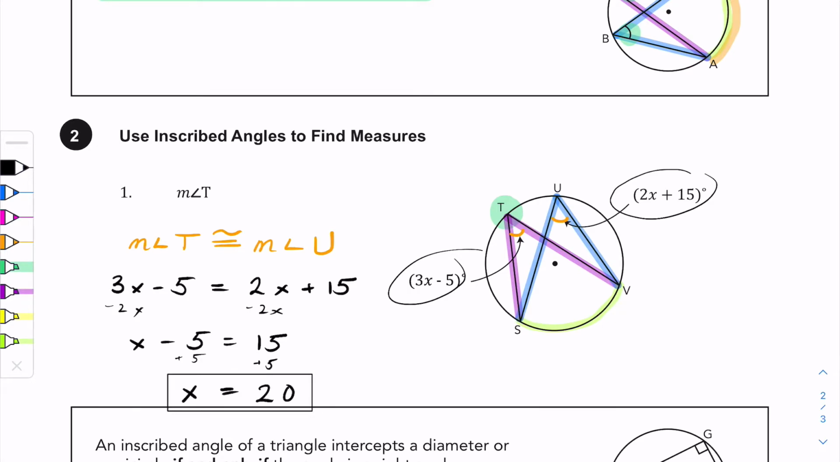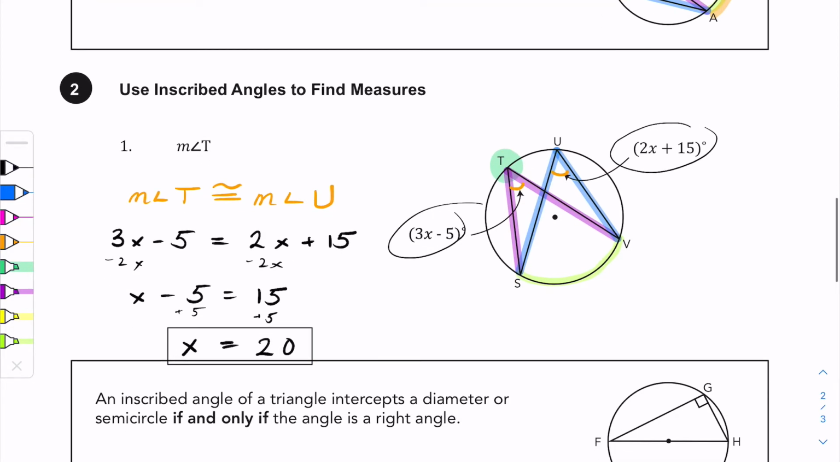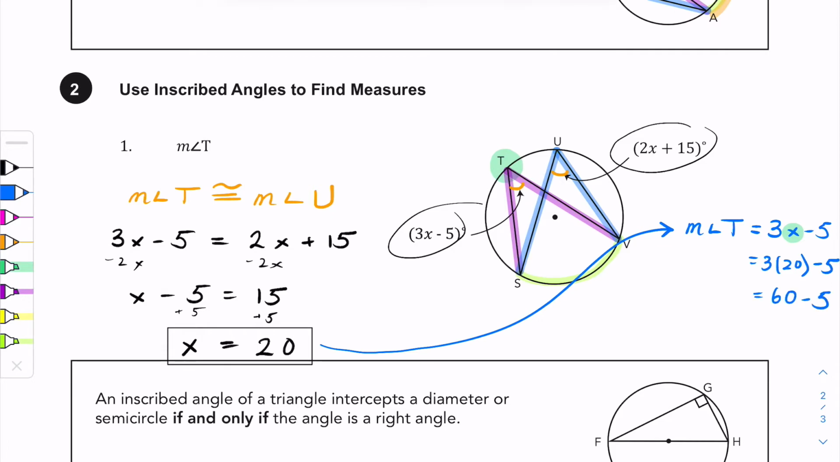That's the value of x, but the directions tell us to find the measure of angle T. So now I'm going to take the fact that I know what x is, and I'm going to substitute it into the measure of angle T, which is equal to 3x minus 5. That means I'm replacing x with 20, giving me 3 times 20, which is 60, minus 5. And my final answer for the measure of angle T is equal to 55 degrees.